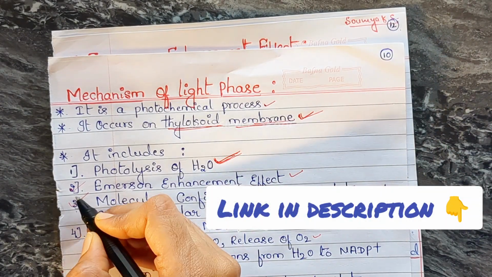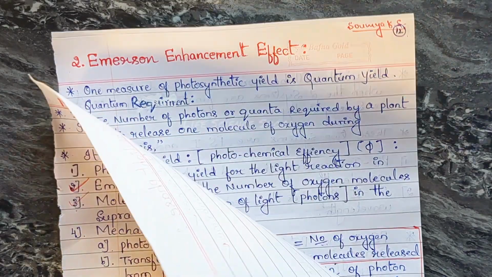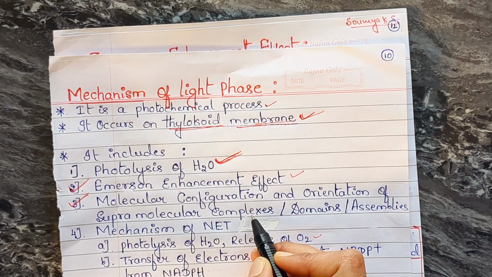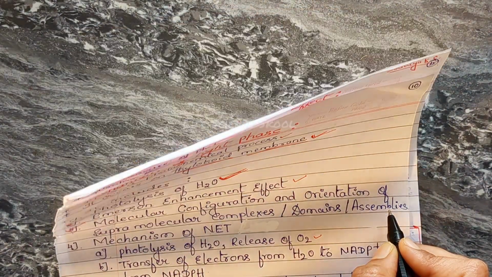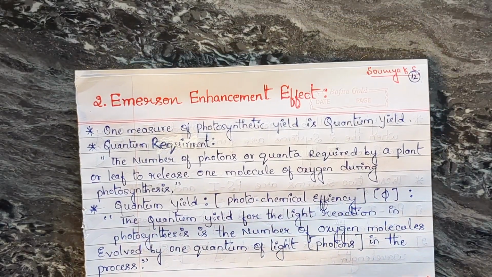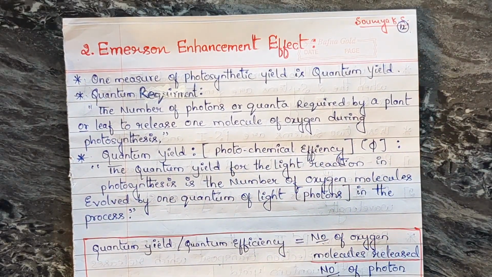In this video we are going to talk about the second one, the Emerson enhancement effect, and the third one, molecular configuration and orientation of supramolecular complexes, domains and assemblies. Now let's begin with the first one, that is the Emerson enhancement effect, and this concept is important here.